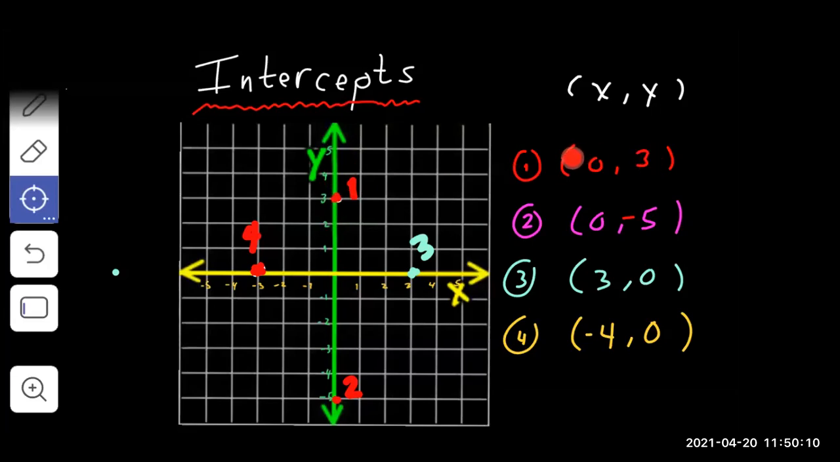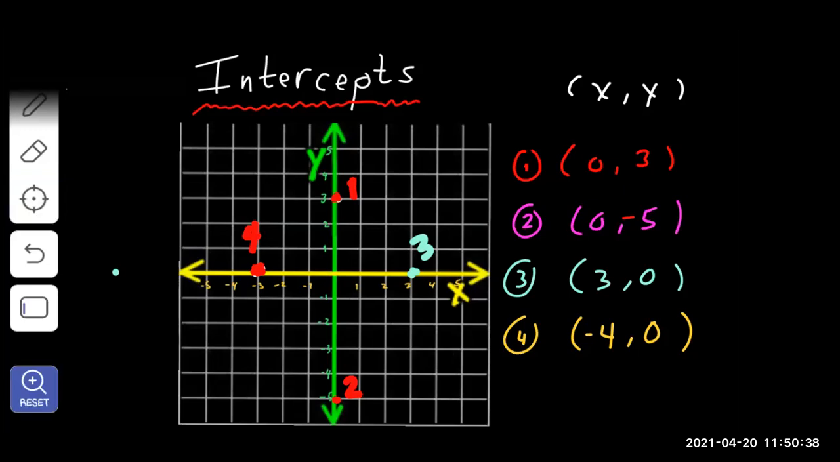That is point number 1. Let's take a look at the point number 2. What axis are you touching, guys? The x or the y axis? Y. Y again. And this one, number 3, what axis are you touching? X or Y? X. This is an x-intercept. And the number 4 again is x.